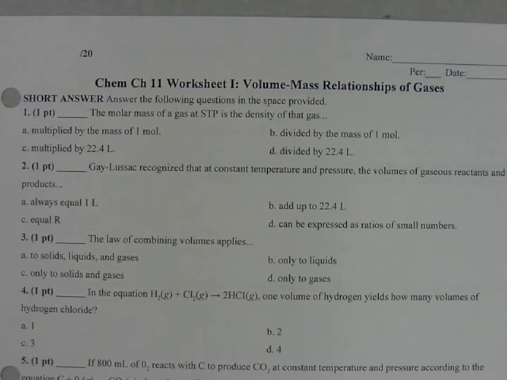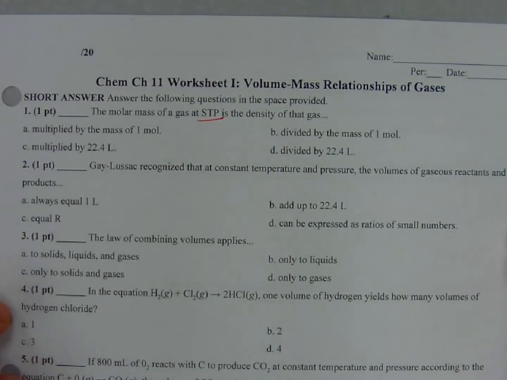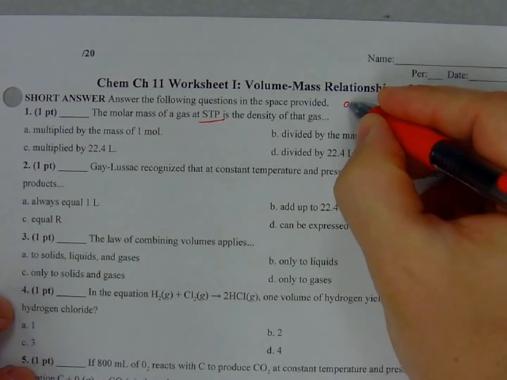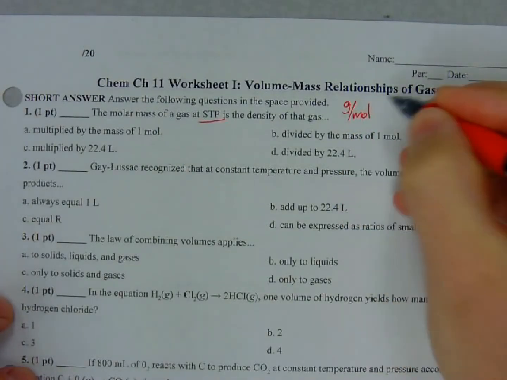Chemistry. Let's take a look at our worksheet for chapter 11, section 1, talking about volume mass relationships in gases. Number 1, the molar mass of a gas at STP. Okay, STP. We're talking about the molar mass. Remember, molar mass is grams per mole.